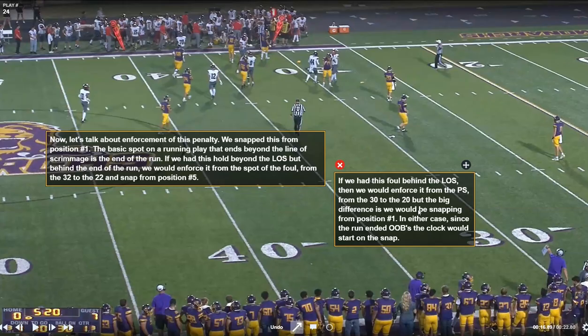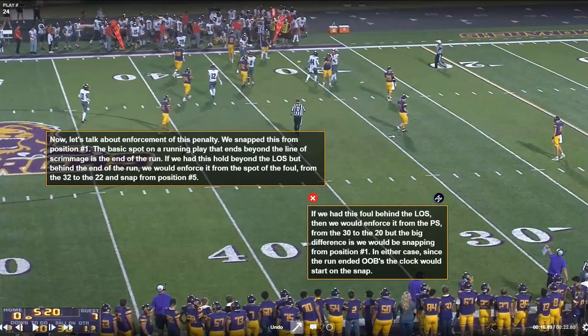Again, that's that new rule from 2023, where we changed a whole lot of basic spots to make them a little more, I guess, correct. So we don't have those long holds where we repeat first down and we have a first and 24 because the hold was 4 yards behind. Now we're enforcing those from the previous spot. So in this case, we would go from the 30, which is our previous spot, and we would go from the 30 back to the 20.